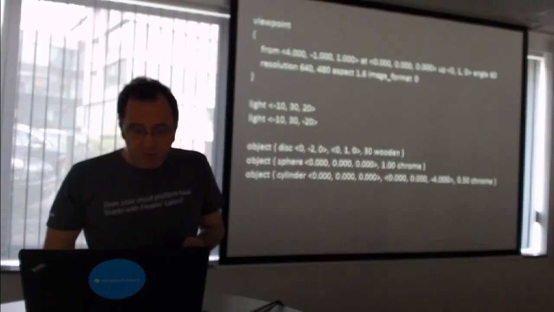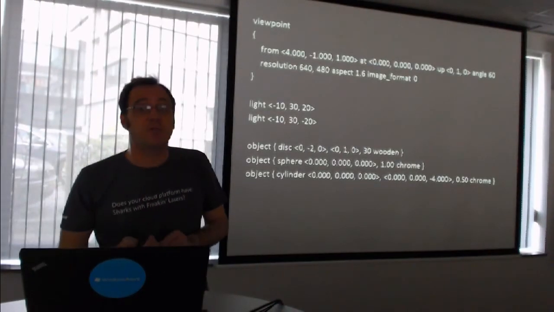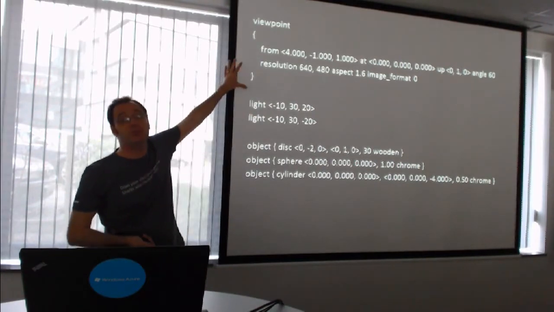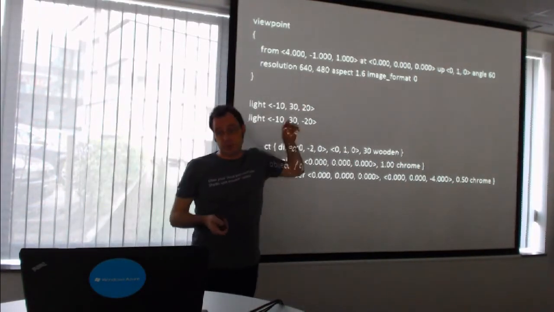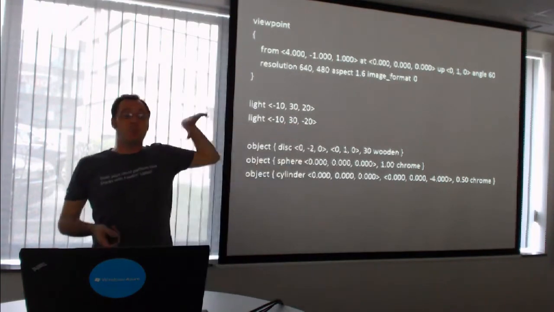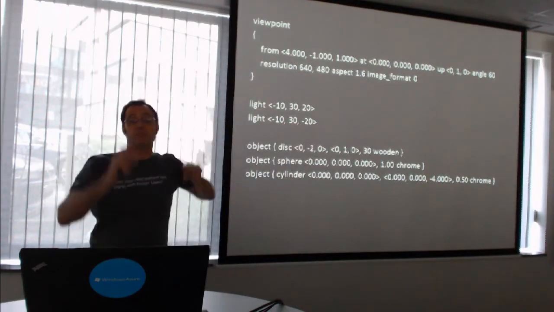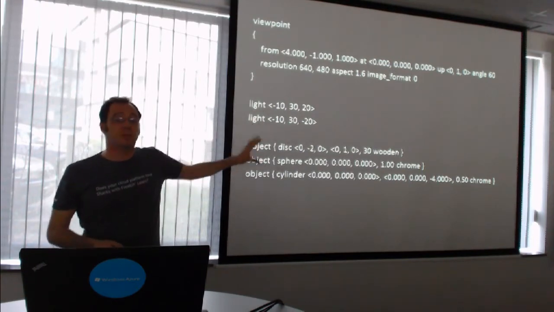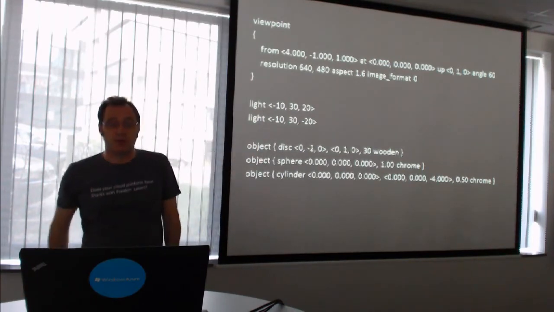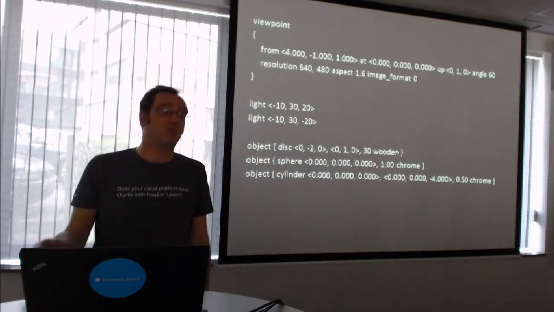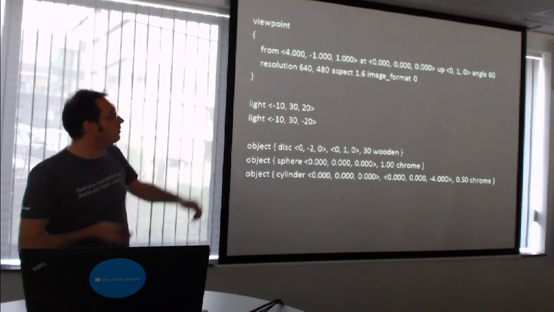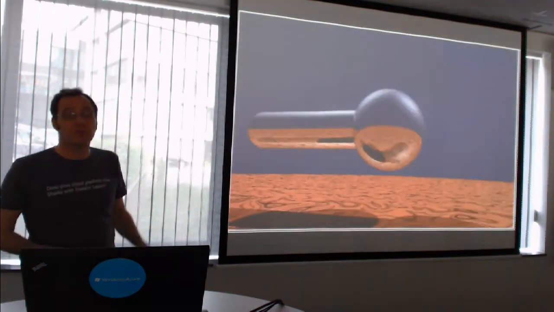So, Ray Tracing 101, working with text-based ray tracers. You describe a scene where you've got a viewpoint, which is where the camera is. You specify the resolution, the aspect ratio, where the camera is in 3D space, and where it's pointing. Specify a couple of lights, and then start specifying objects. You typically work with primitives, so it's disks, spheres, toroids, cylinders, boxes, and so on.